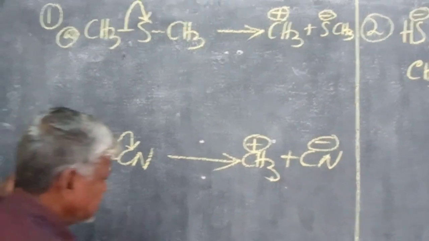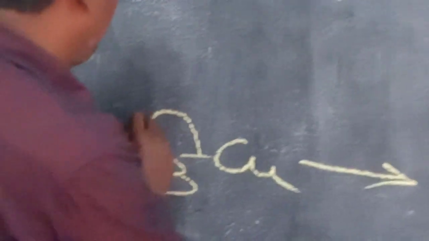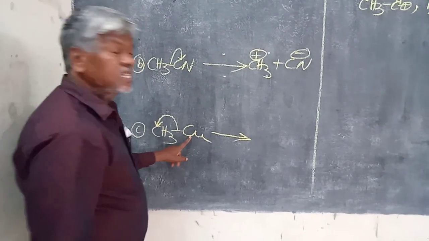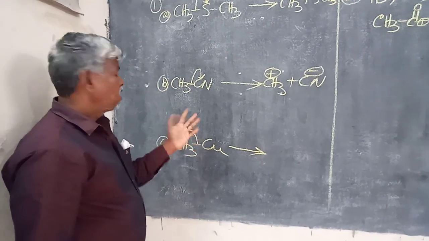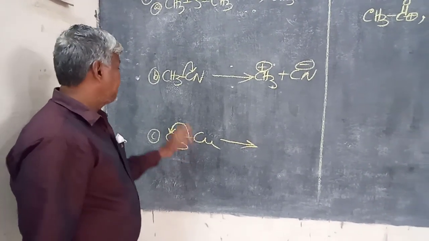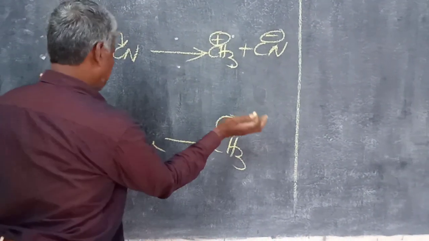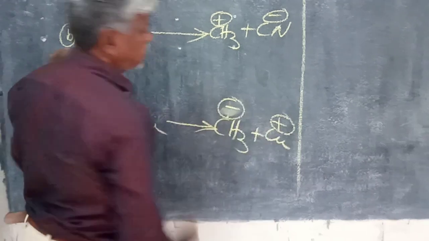In this case, during the heterolytic cleavage, the bonded electrons are shifted towards the methyl group because this is electropositive metal. Electropositive metals do not attract the electrons. So CH3 minus and carbon gets positive charge.